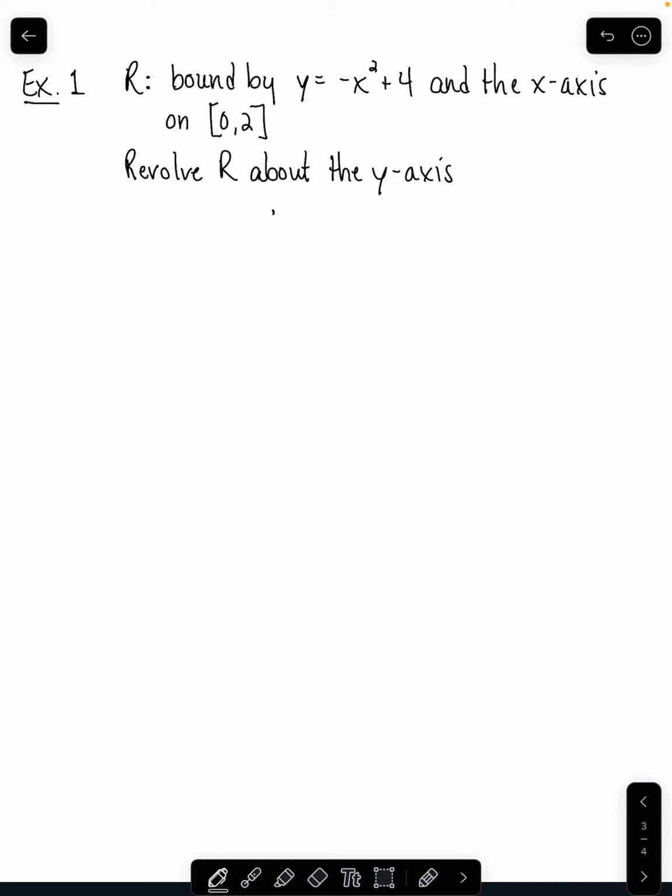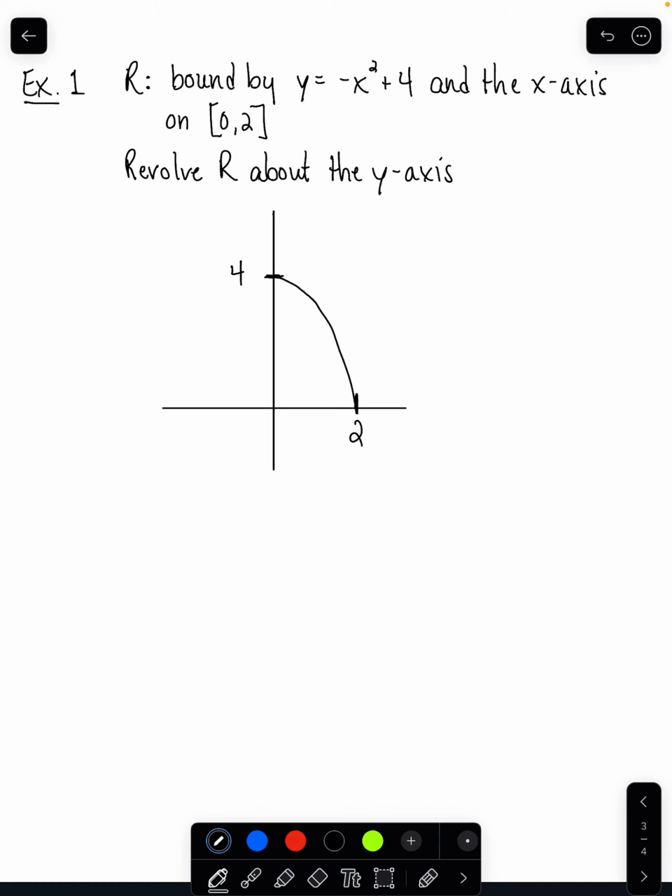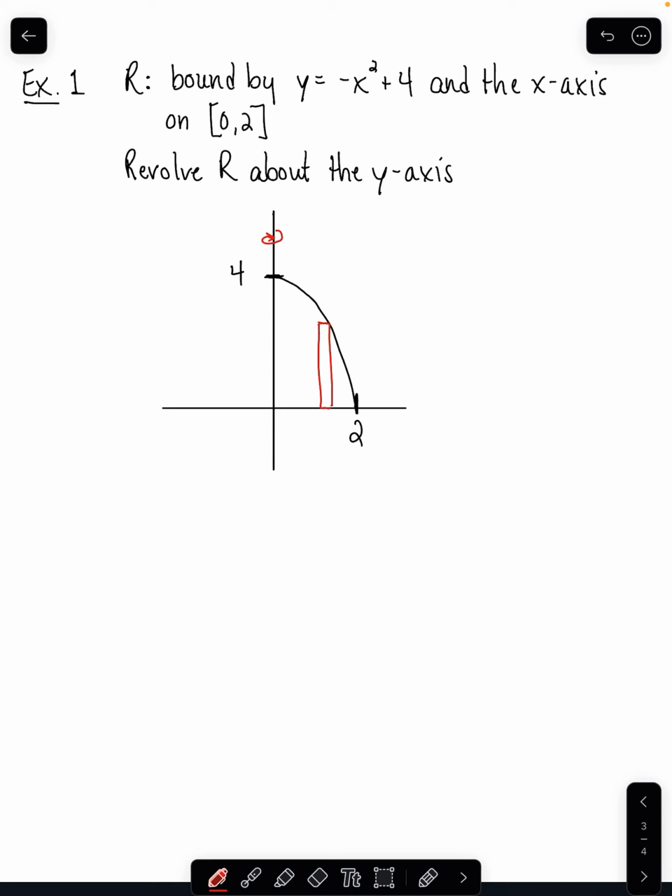This is going to give us a region like we had at the beginning, where we have the right side of a downward facing parabola. Our axis of rotation is the y-axis, so that our partitions are being done vertically, and thus rotation will result in cylindrical shells.